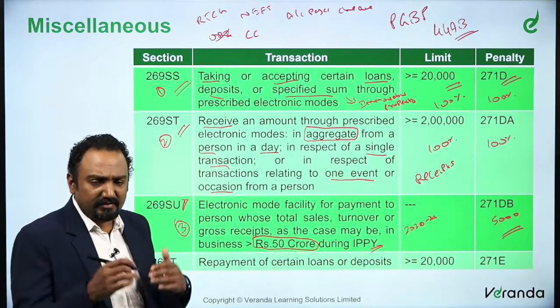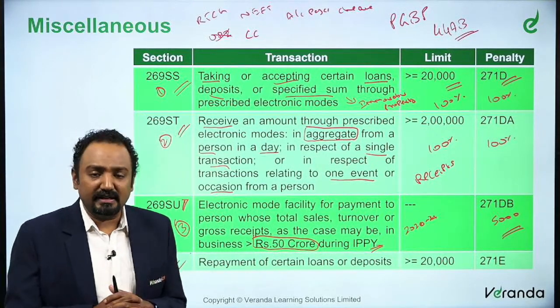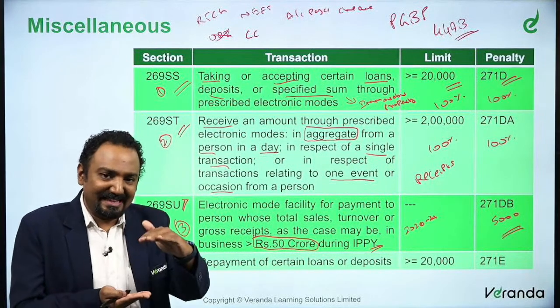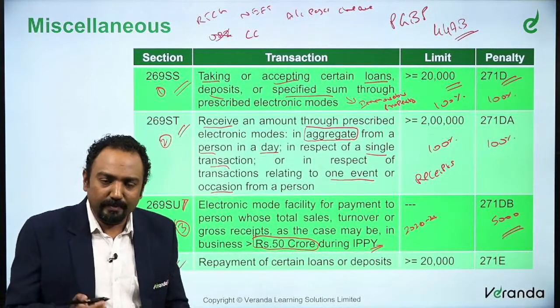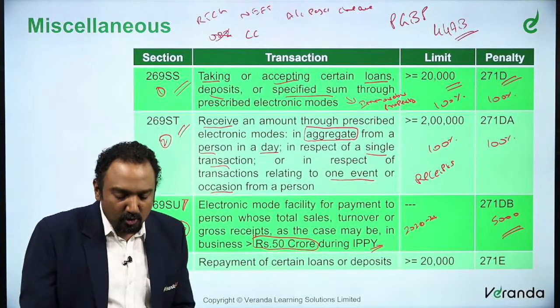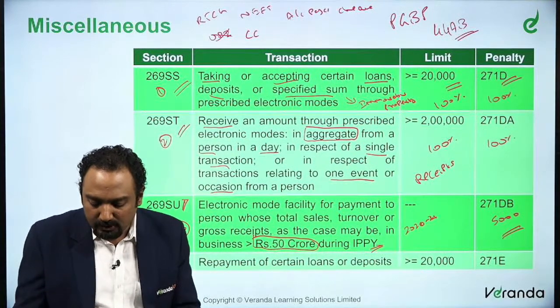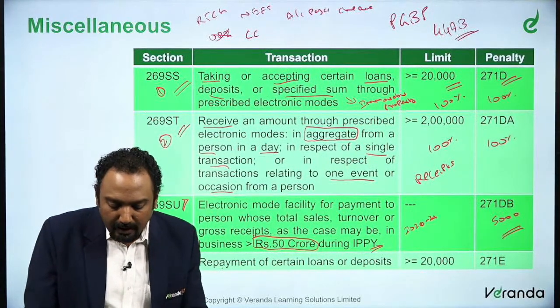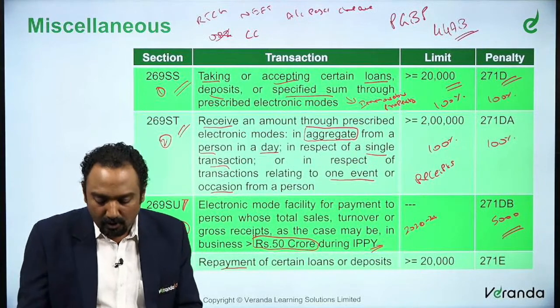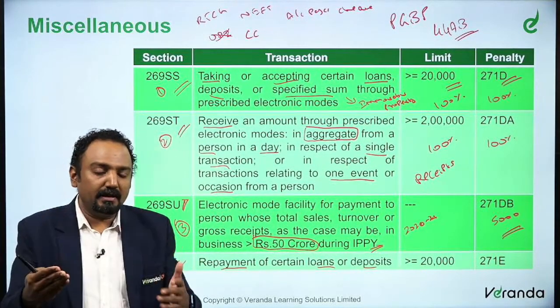And the last section that we are going to see in this is 269T. So, what is 269T? These three sections, that is SS, ST and SU, are all about receipt, right? 269T is about payments. So, what are they talking about? It is about repayment of loans or deposits. So, you have obtained a loan, now you are repaying the loan.